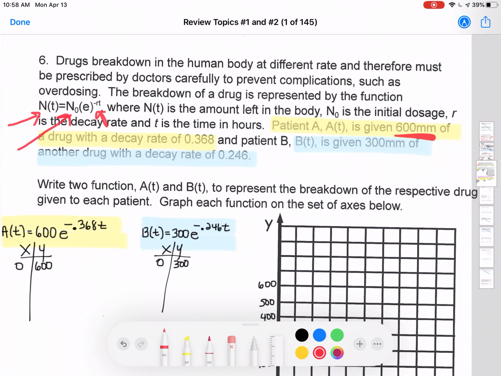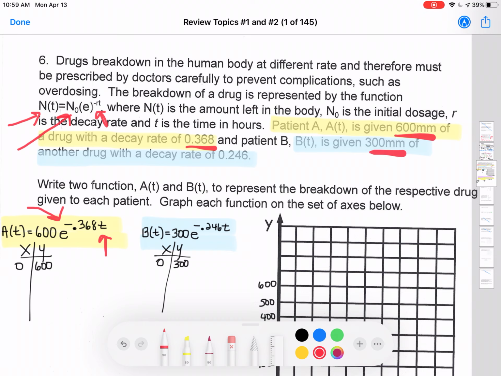600 is the initial. Now look, when I put in the decay rate, look, negative. A lot of times you guys leave that out. And also the t, you guys tend to leave that out in the calculator. Now you can't put t in the calculator, right? You have to put x. If you don't put an x there in the calculator, you're going to get a straight line. You're going to get the same number in the y column every time. And that's a common mistake you guys make.